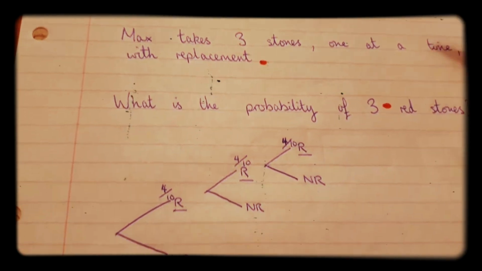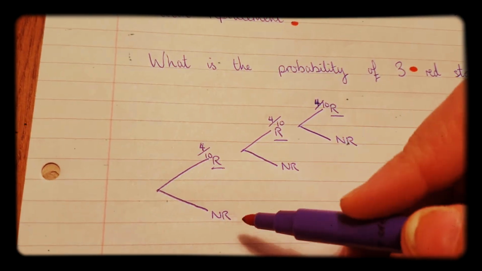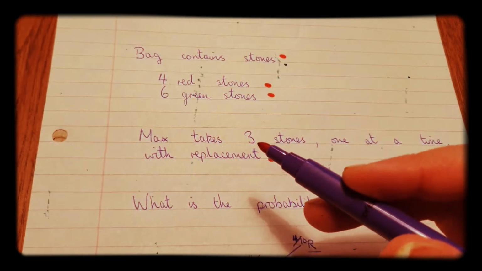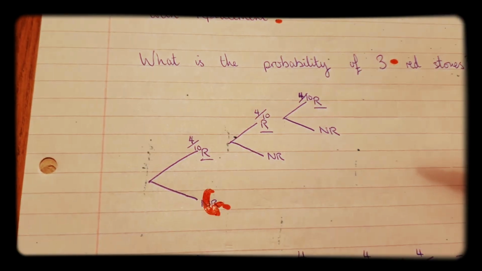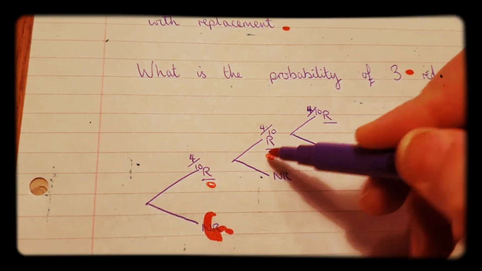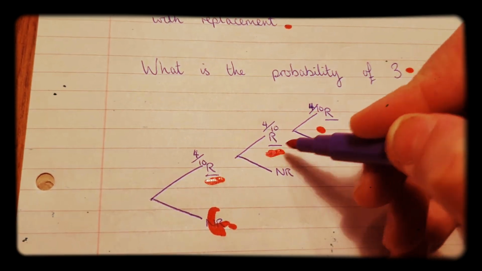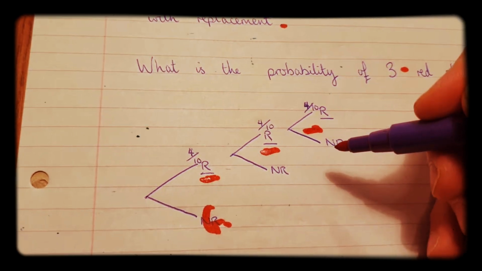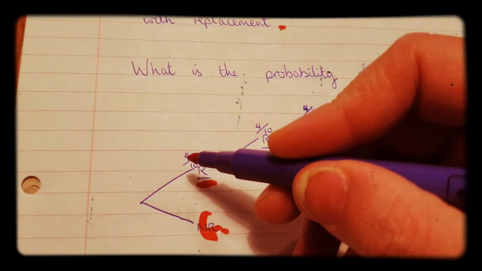In order to work that out, you could draw a quick tree diagram. So a red stone and not a red stone, or in this case the other option was a green stone. So you could put R and you could actually put a G there if you wanted to, but we're interested in the red stone. So red, red and red. This is the path that we need to take in order to get the probability that we're after, and the probability of a red is 4/10.